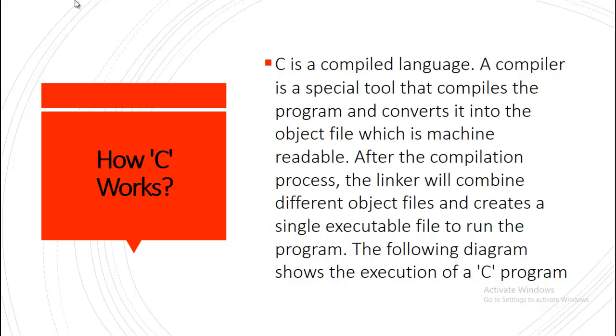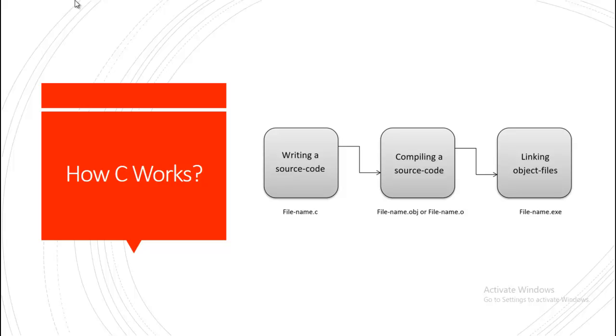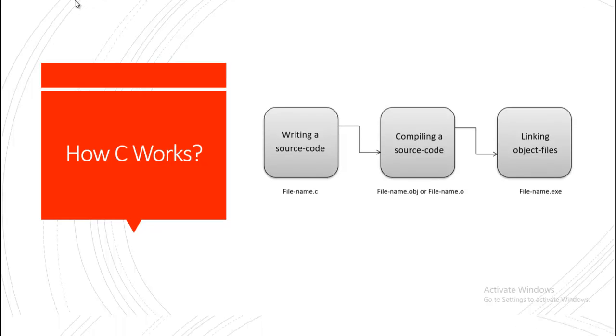How C works? C is a compiled language. A compiler is a special tool that compiles the program and converts it into the object file, which is machine readable. After the compilation process, the linker will combine different object files and create a single executable file to run the program. The following diagram shows the execution of a C program. How C works.